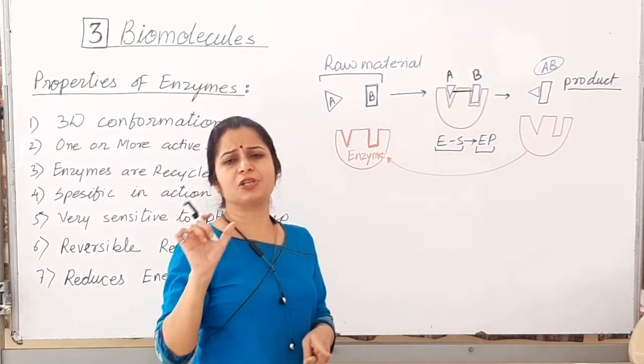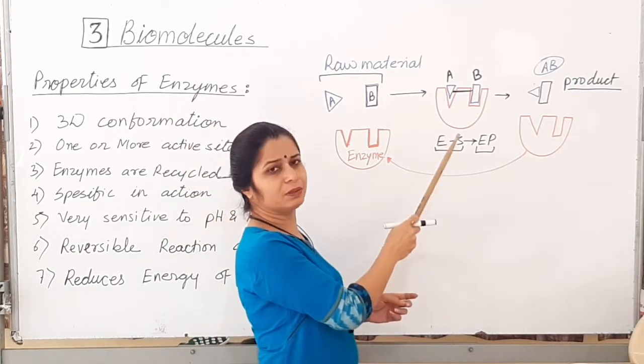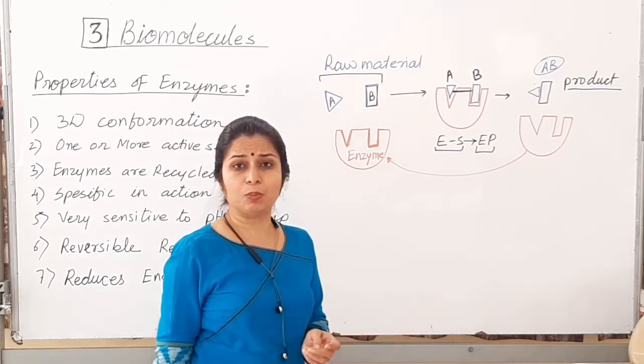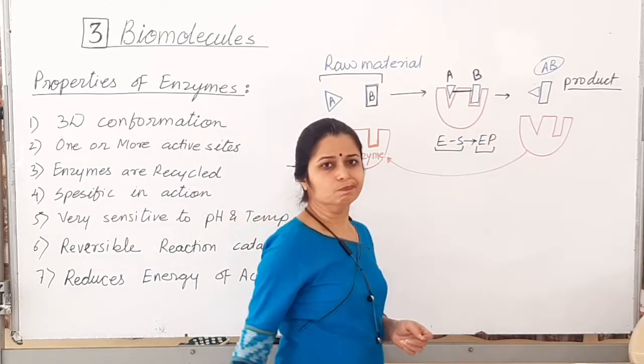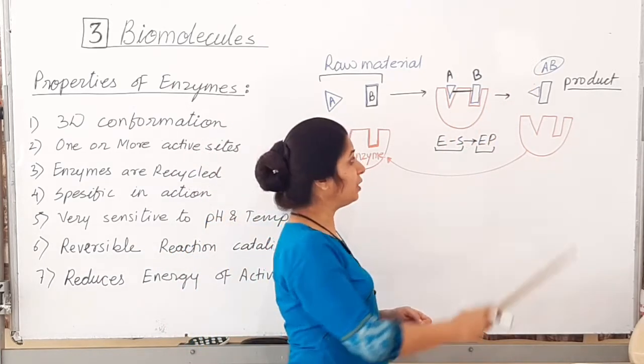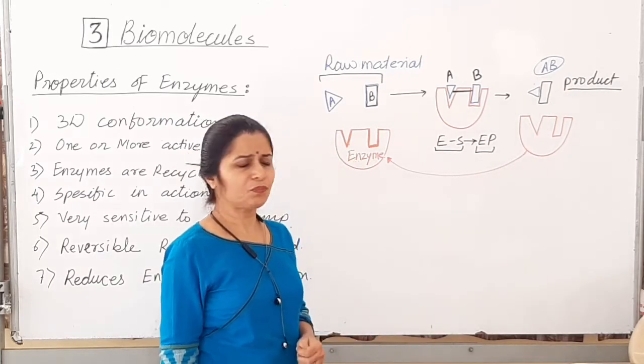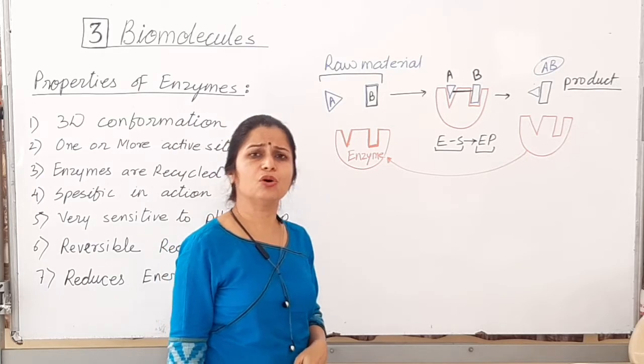This is a transition step, in which the enzyme substrate complex is converted to the enzyme product complex, and the product is set free. The product is released, and the enzyme is recycled. So this is how the chemical reaction always happens.